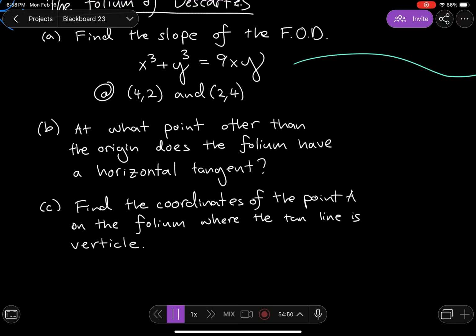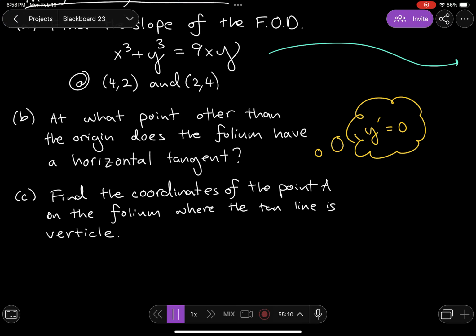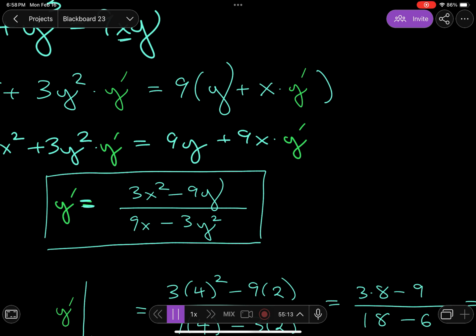Very interesting. Okay, at what point other than the origin does the folium have a horizontal tangent? Okay, when I see horizontal tangent, I see that y prime is equal to 0. In other words, the slope is 0. So all we got to do here is grab our equation for the slope, y prime, and set it equal to 0, solve for x and y. So y prime equals 0. So here's part B.